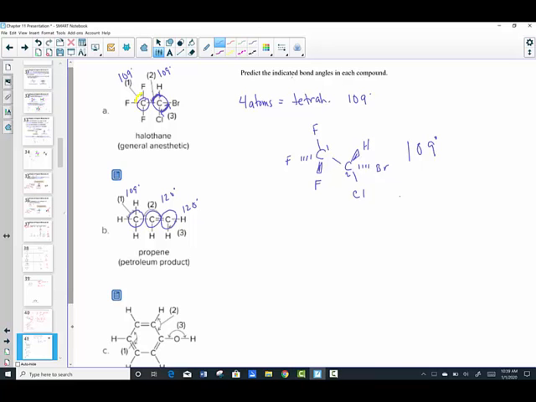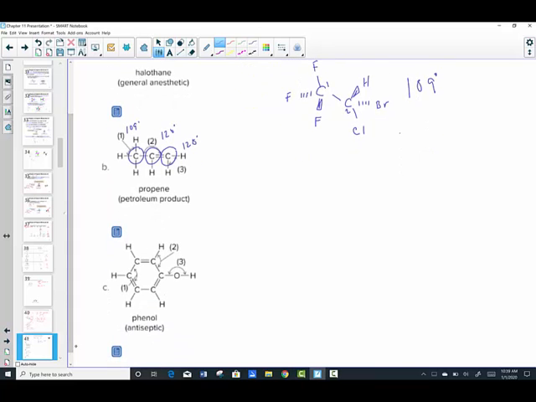And down here, letter C, our first indicated bond angle is around this carbon, which is attached to 3 other atoms, making it trigonal planar, which is 120 degrees. The same is true right here. This carbon is attached to 2 other carbons, but also an H, so it's attached to 3 different atoms, making it trigonal planar, which is 120 degrees.